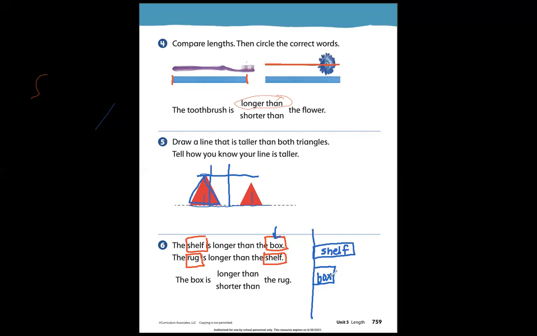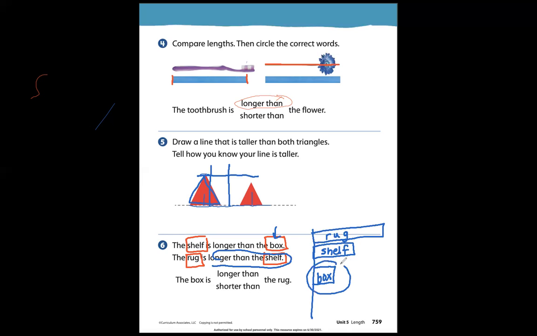Did it say the rug is longer than the box? Didn't talk about the box, right? It says the rug is longer than the shelf. Well, this is my shelf. So I have to draw a rug that's longer than the shelf. So you can see that the rug is the longest, the shelf is the middle size, and the box is the shortest. The box is what than the rug.